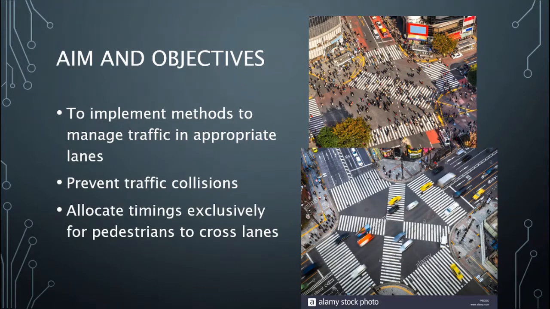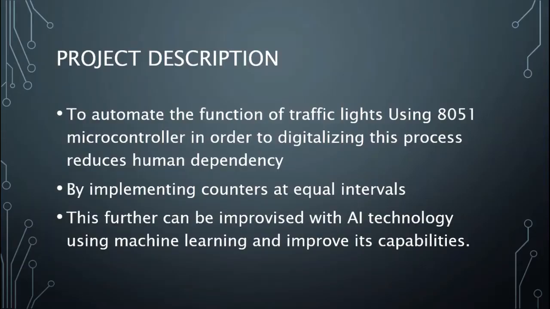So, our main goal and objectives in this project are to implement methods to manage traffic in appropriate lanes, to prevent traffic collisions and accidents, and to allocate timings exclusively for pedestrians to cross lanes. So our project description is to automate the function of traffic lights using 8051 microcontroller and digitalize this process in order to reduce the human dependency. Also by implementing counters at equal intervals.